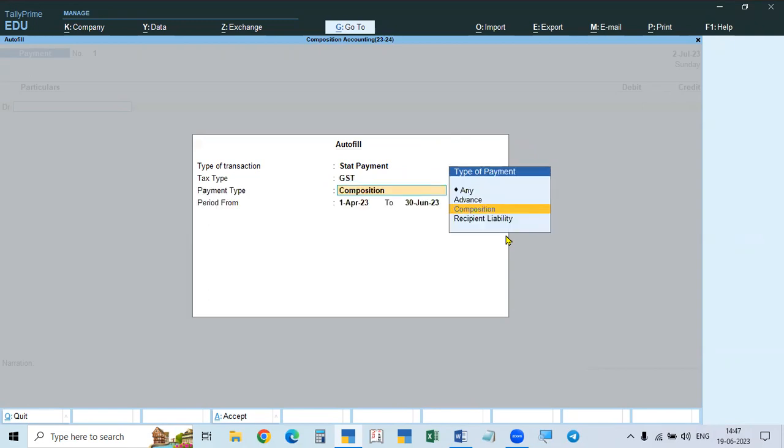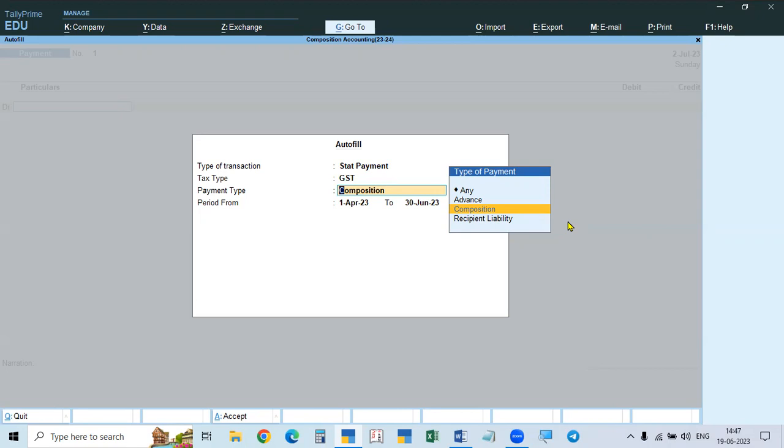You are paying GST. Why are you paying? Payment type: why are you paying? Towards composition tax, that is on sales and non-taxable sales. That is called composition tax. Or on purchases, under the reverse charging mechanism, RCM, are you paying? No. So that's what you have to indicate.